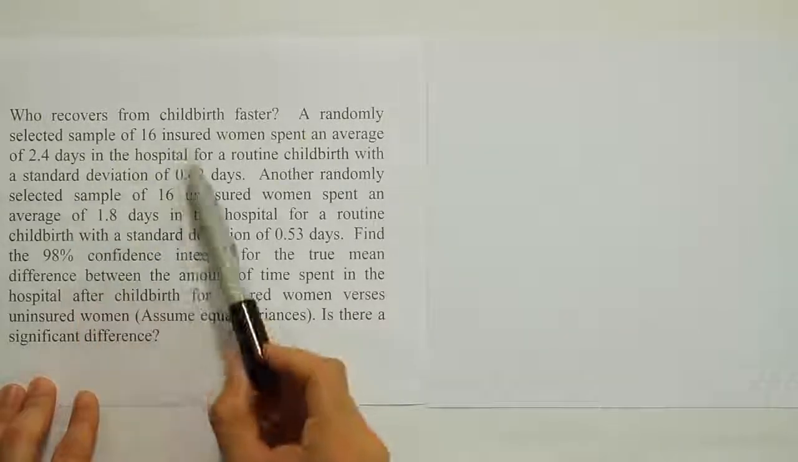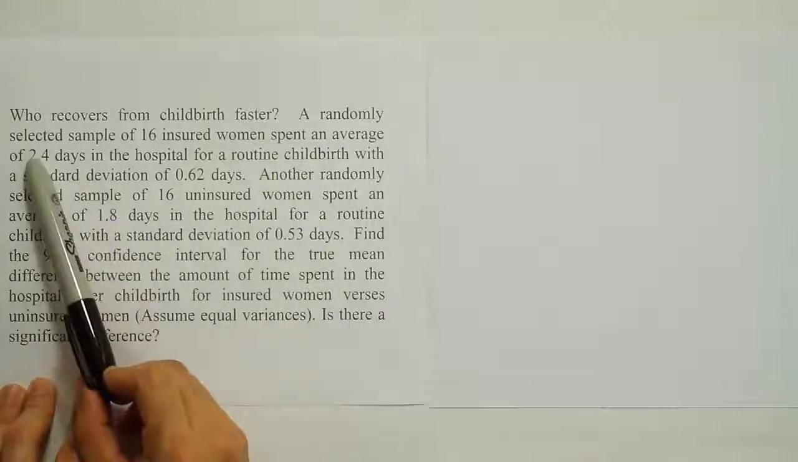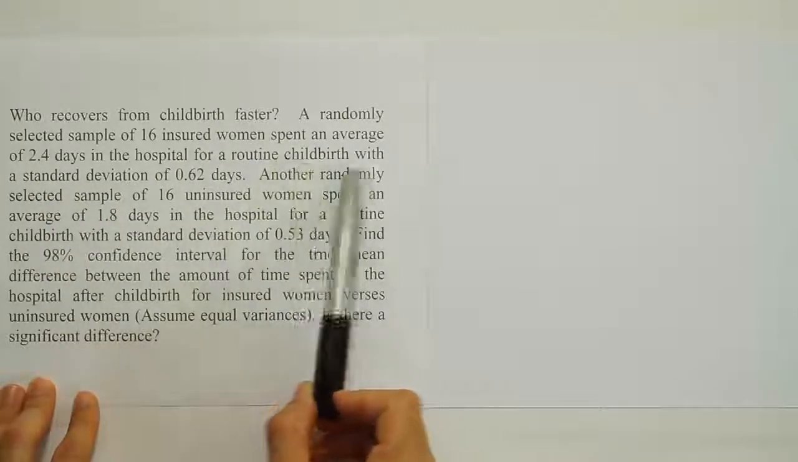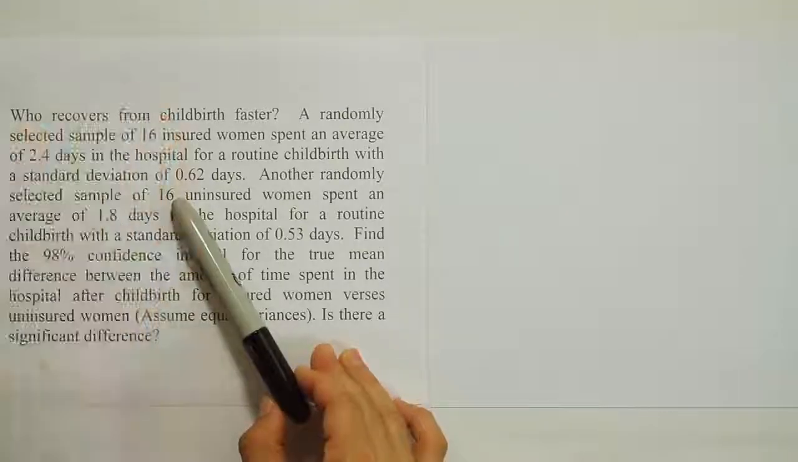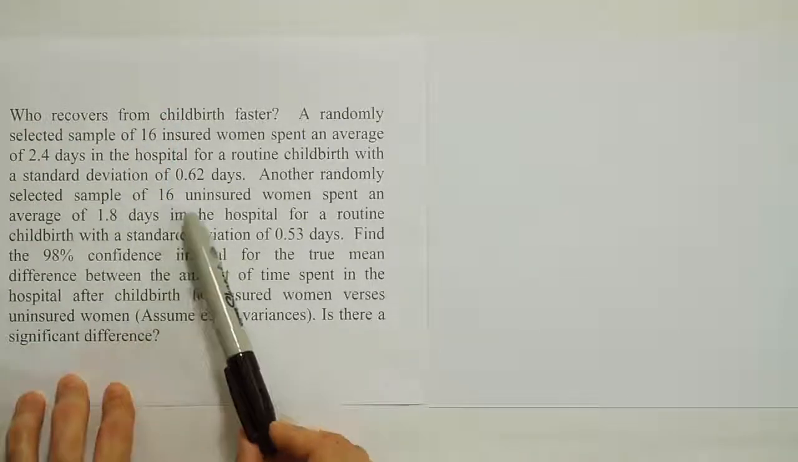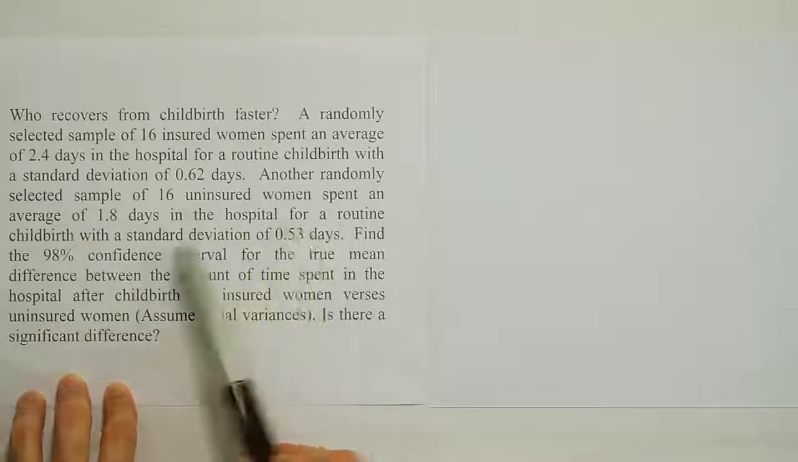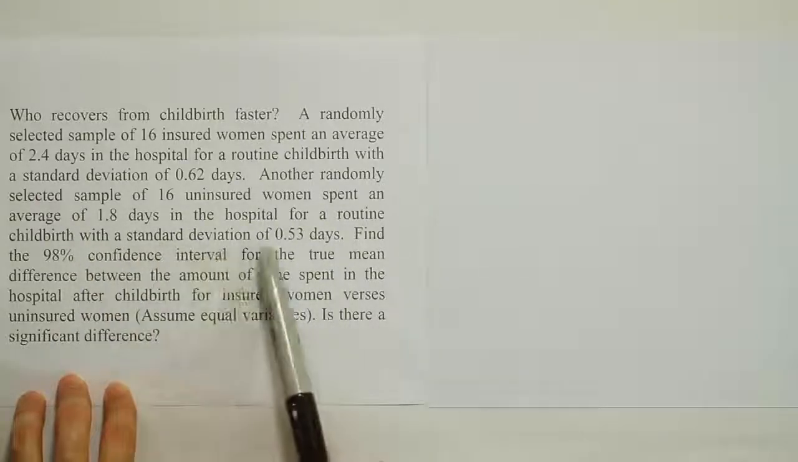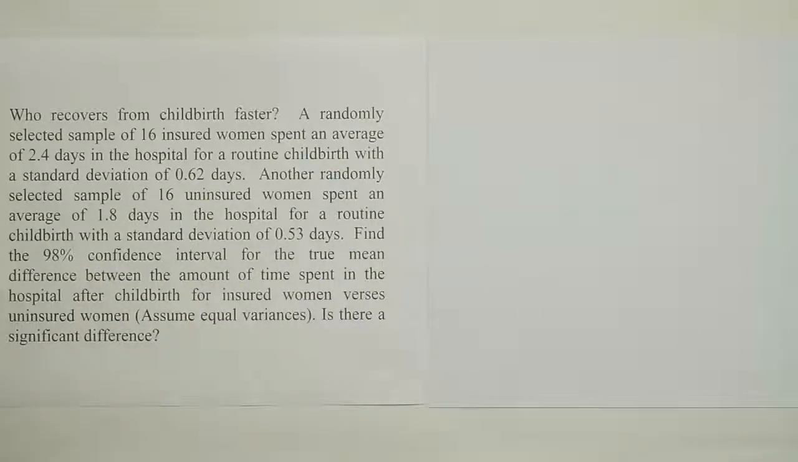Who recovers from childbirth faster? A randomly selected sample of 16 insured women spent an average of 2.4 days in the hospital for a routine childbirth with a standard deviation of 0.62 days. Another randomly selected sample of 16 uninsured women spent an average of 1.8 days in the hospital for a routine childbirth with a standard deviation of 0.53 days. Find the 98% confidence interval for the true mean difference.